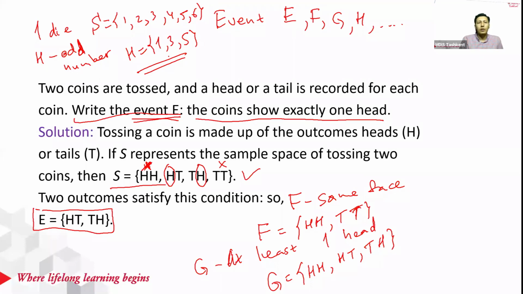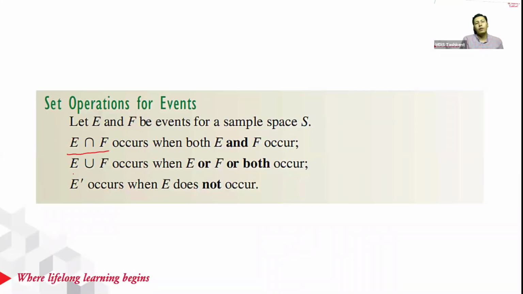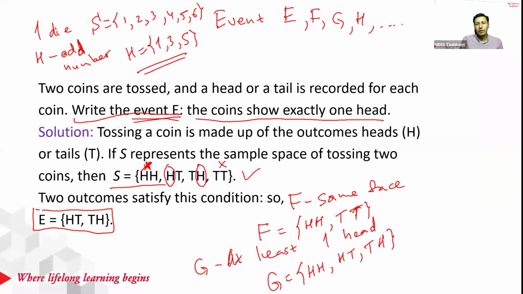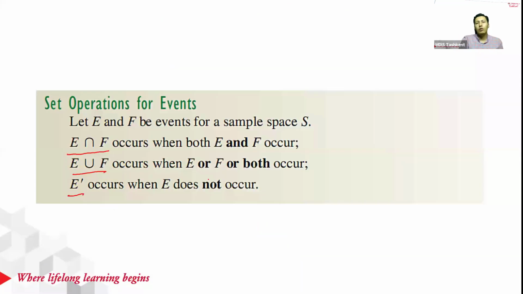Okay, so set operations. Between sets you have intersection, union, and complement. Here also you see the events and sample space are just sets, so you can use the same operations. The intersection here means AND, when events E and F occur at the same time. The union means OR, when event E or F or both occur. Complement means the opposite, when E doesn't occur.